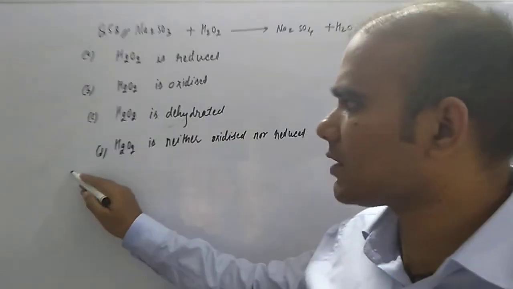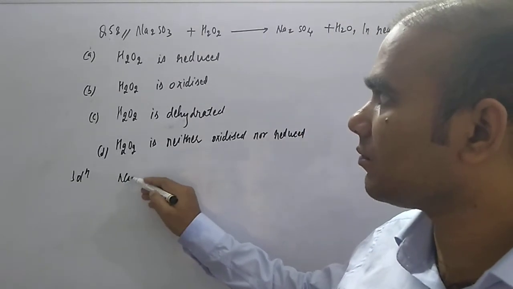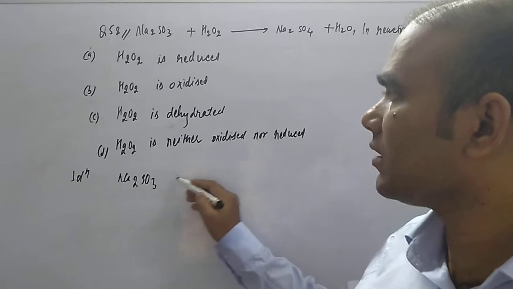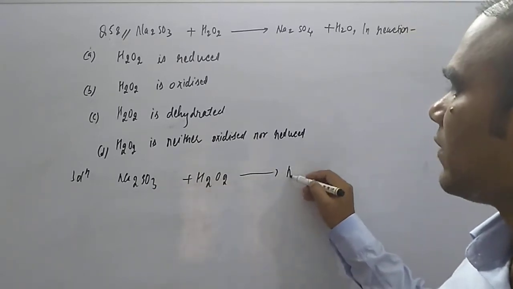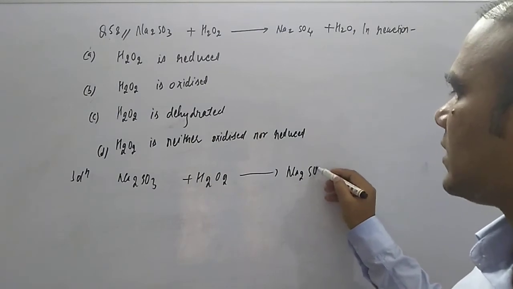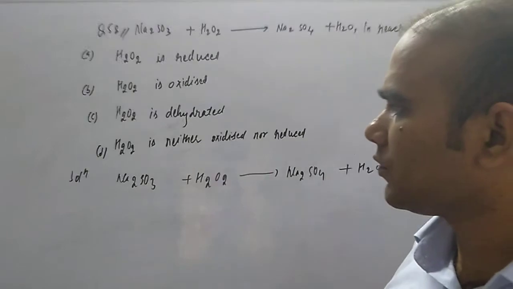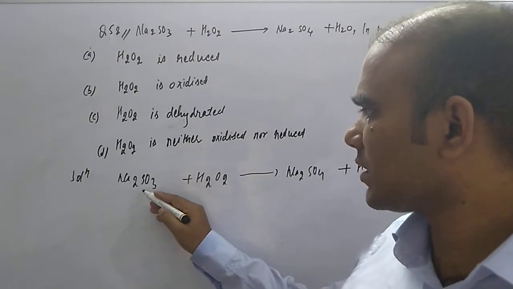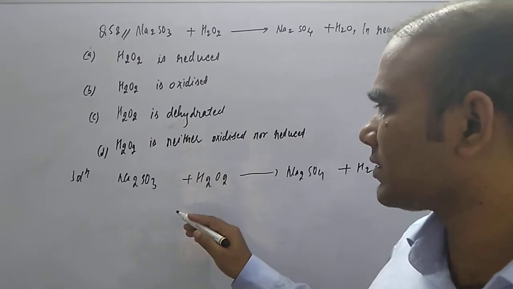So how to solve this type of problem, student? Firstly, you write down the equation again and check with the oxidation numbers. Na2SO3 plus hydrogen peroxide, H2O2, gives Na2SO4, that is sodium sulfate, plus water. Now we have to check the oxidation number of sulfur, because sodium will be the same; sodium does not show a variable oxidation state.